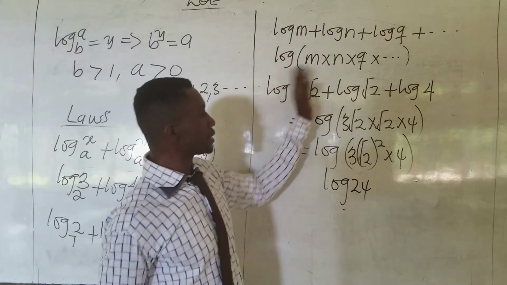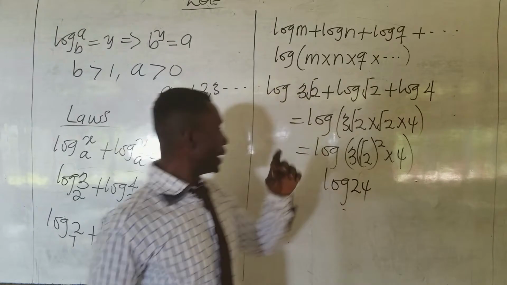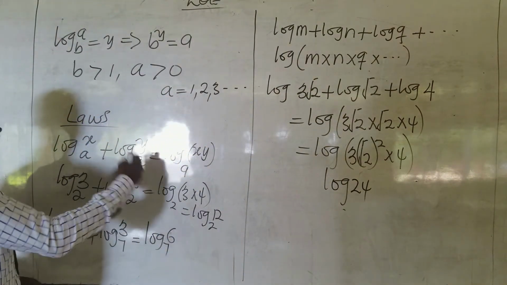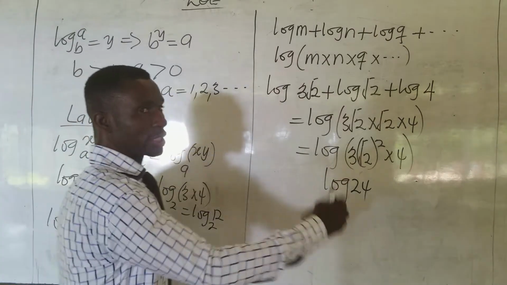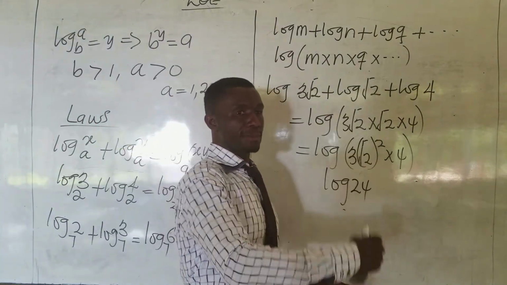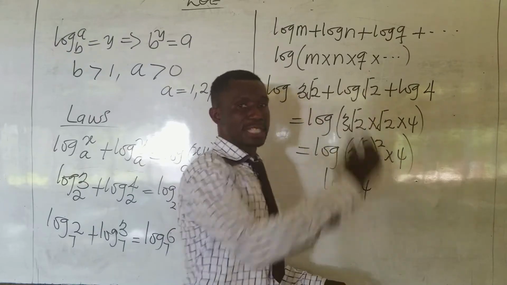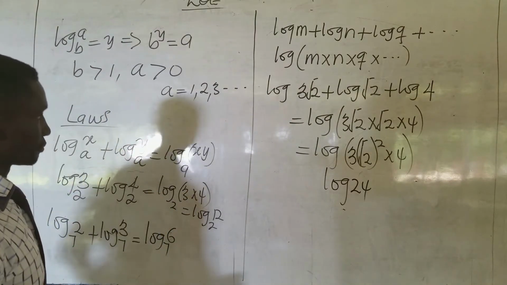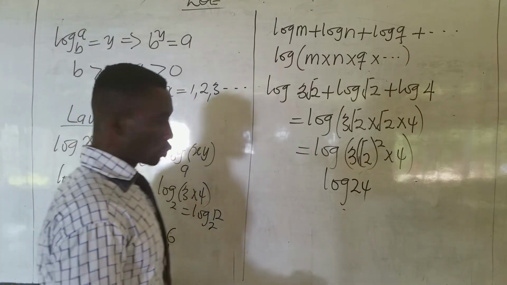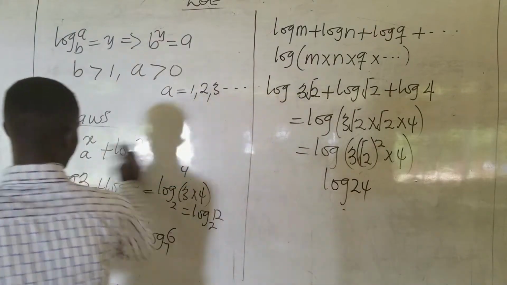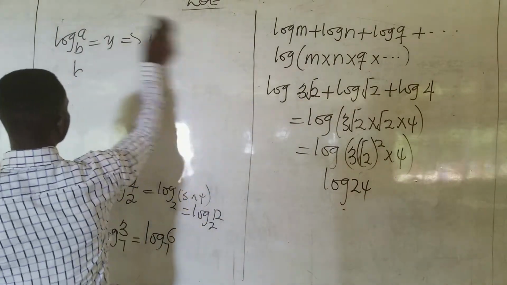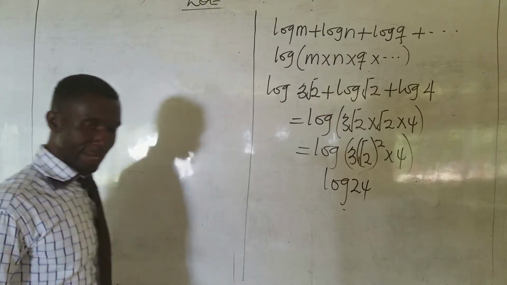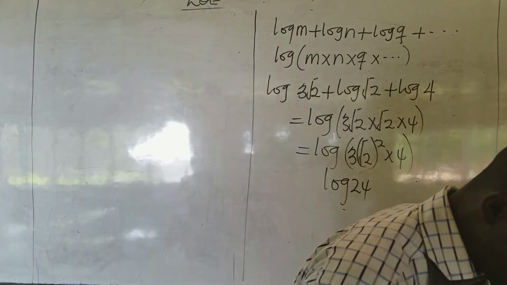So anytime you see that you are adding logs, you multiply. But here, I restricted myself to only 2: log x plus log y. It could be log x plus log y plus log z plus log t, so it should be x times y times z times t. That is what you should understand. Now let me go to another one. I hope you have now understood the definition of logarithm properly.